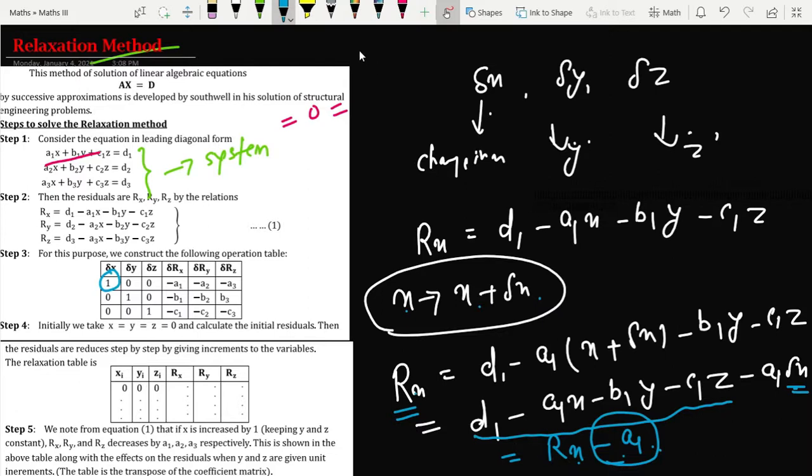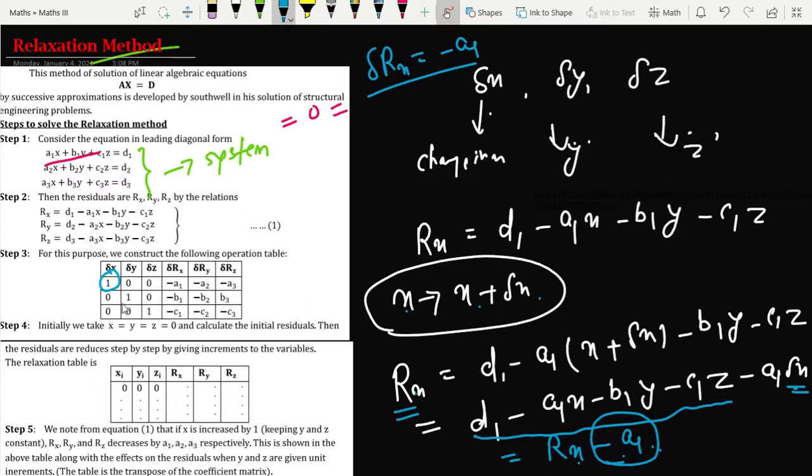So we can represent this as change in Rx is equal to minus a1, and here we can write this change in the bracket, that is minus a1. Similarly, when I consider equation number 2 and again consider the change in x, we get minus a2, which is the change in Ry. Similarly, for the third equation, we get minus a3.